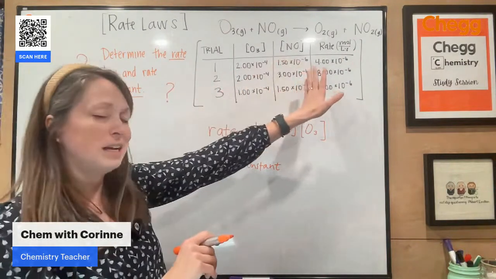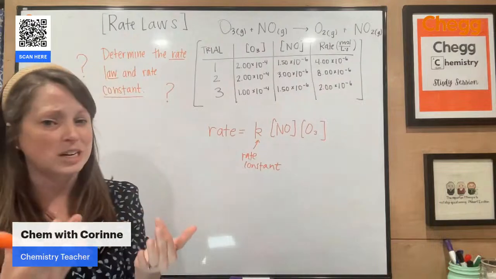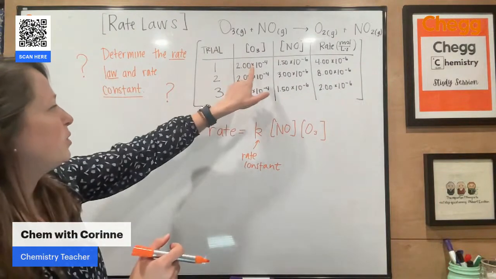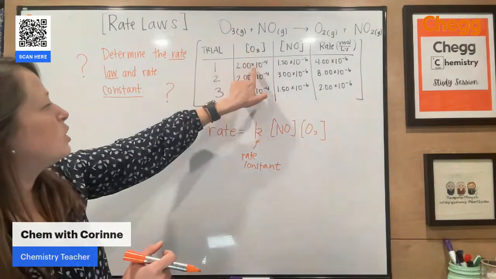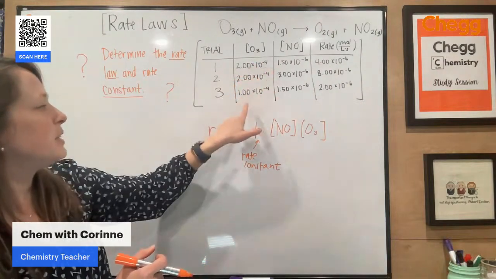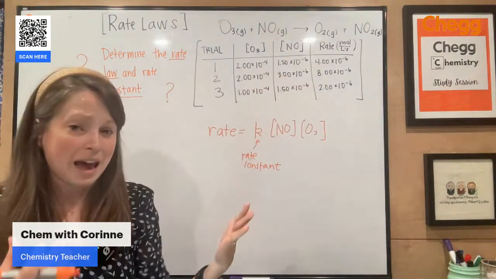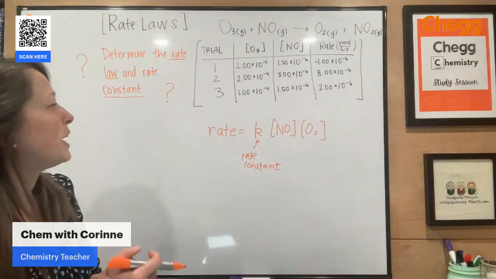If I'm changing everything here, I'm not really going to be able to pull out the information I need, or at least not easily, to figure out the order. All right, so let's look at trials 1 and 3. So I've gone from 2 times 10 to the negative 4th to 1 times 10 to the negative 4th. So I have reduced that by half. So my concentration has been halved.